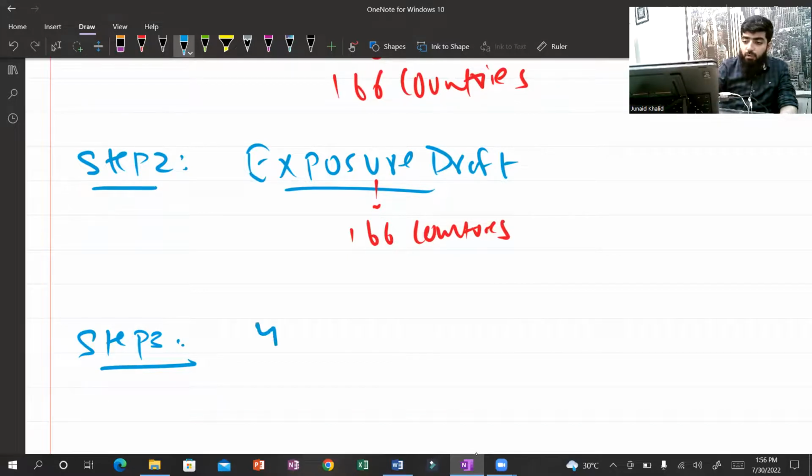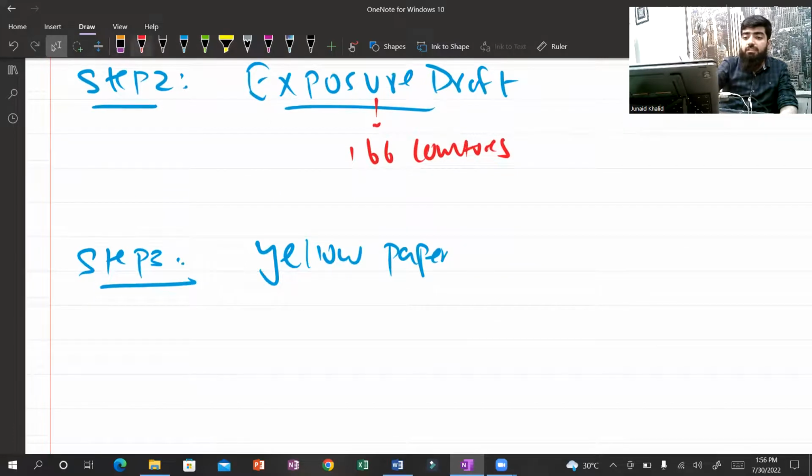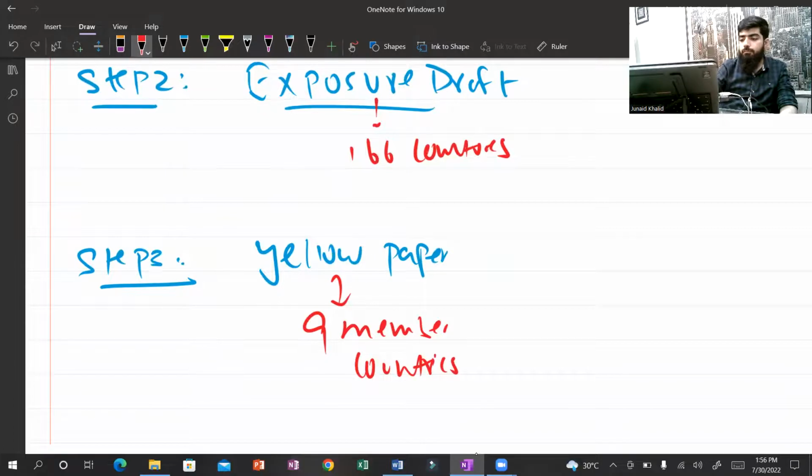And once it is upgraded, a yellow paper is prepared, a yellow paper in which the upgraded accounting treatment is accounted for. Now the yellow paper is not sent to 166 countries, although it is sent to 9 member countries for observation purposes. They will observe whether these accounting standards are working properly or not, whether there is any problem in the implementation or not. So they will send that yellow paper for observation purposes to 9 member countries.